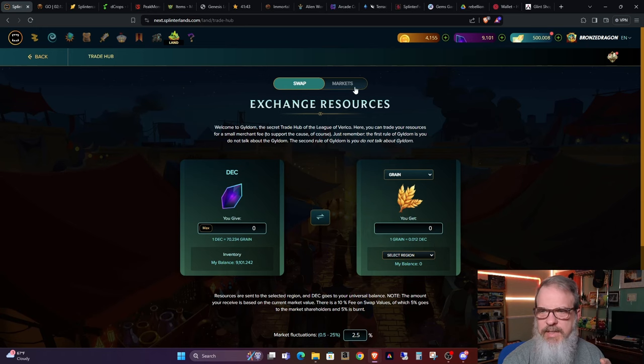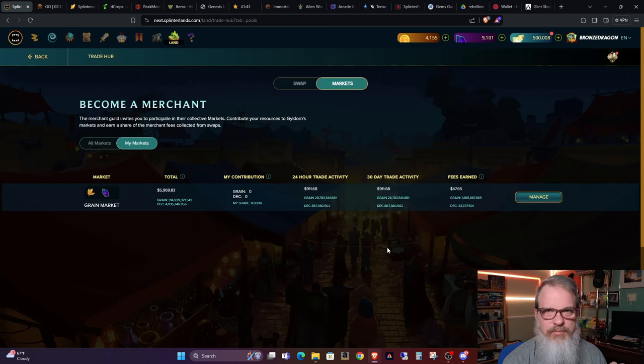Now, the second thing you can do is provide liquidity. Keep in mind that when Land 2.0 comes out, there's going to be more steps to this, because you're going to have land to keep your grain on, you're going to have DEC staked, and you're going to have the grain in storage to be able to provide liquidity. So there's going to be some extra steps to that.